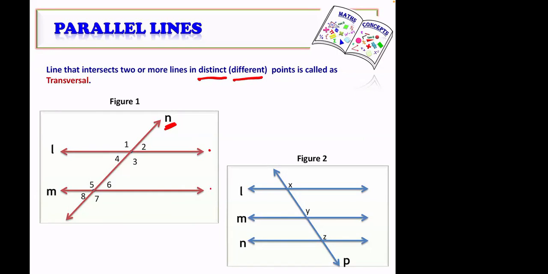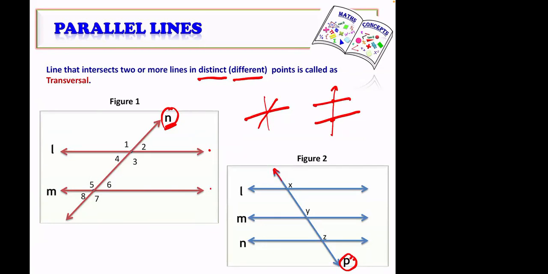Okay. So this line N is intersecting the parallel lines in two distinct points, that is, two different points. It's not like concurrent lines. If this third line is intersecting two parallel lines in two different points, such a line is called a transversal. So here in figure 1, N is the transversal. In figure 2, this P, I'm not sure if you are able to see the name P, but this line is a transversal to lines L, M and N.